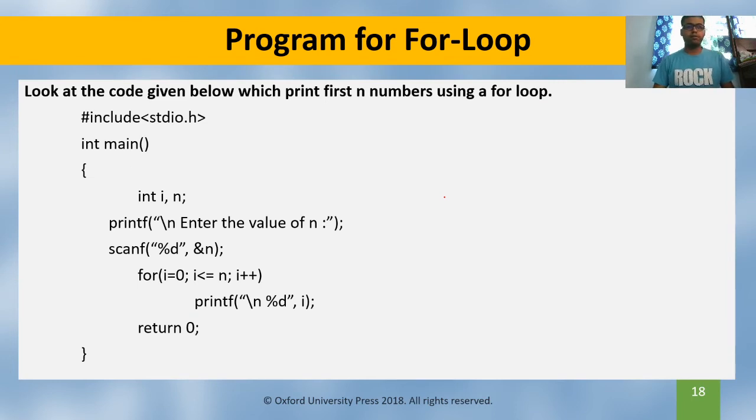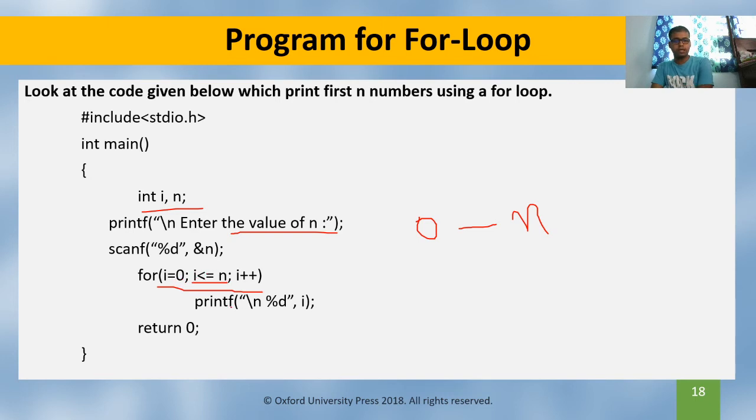So this is one program for a for loop. We have declared i and n, and we are taking the value of n. For i equals 0, i less than or equal to n, printf i. So it will start from 0 and go on up to n. Here you can see i is less than or equal to n, so it will print 0 to n. First i equals 0, then it will be checked whether i is less than or equal to n.